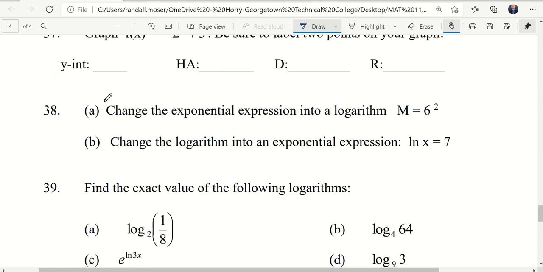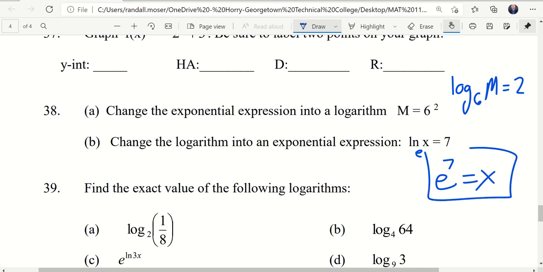For example, in 38 part A, they want us to change m equals 6 squared into log form. So it's going to be log, the base is 6, the value is m, and the exponent is 2. So m equals 6 squared is equivalent to log base 6 of m equals 2. For this next one, if it's the ln, that's log base e. So it's the base e to the exponent 7 equals the value. So ln of x equals 7 means that e to the 7th equals x.